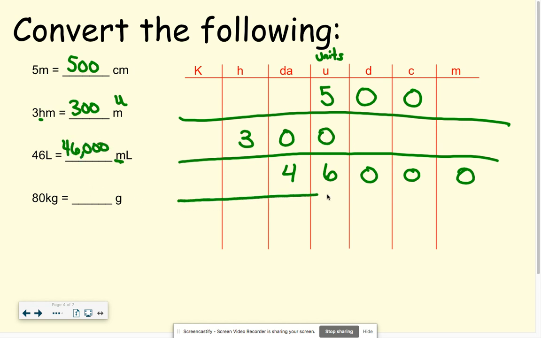We can draw a line and do our last example using the same chart. So you only have to draw the chart once to do many problems, but you do need the chart and you do need proof to show how you're getting from one to another. So we have 80 kilograms, 2 letters, we go to the first one. So we have 80 in our K. And we're trying to get to G. G is only 1 letter, so that's going to be in the unit. So we fill in till we get to the unit, and we get 80,000 as our answer.